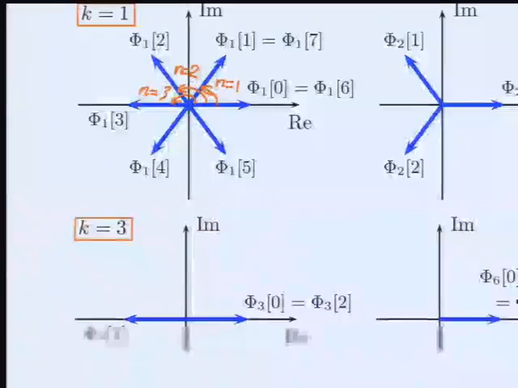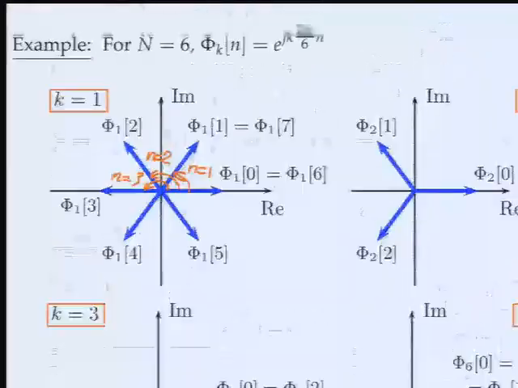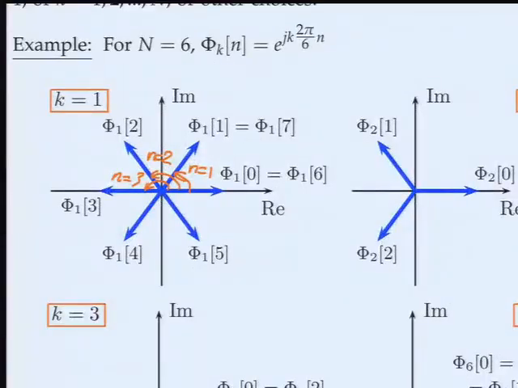Okay? K equal to 3. Now I'm multiplying the angle 60 by 3, which gives 180.